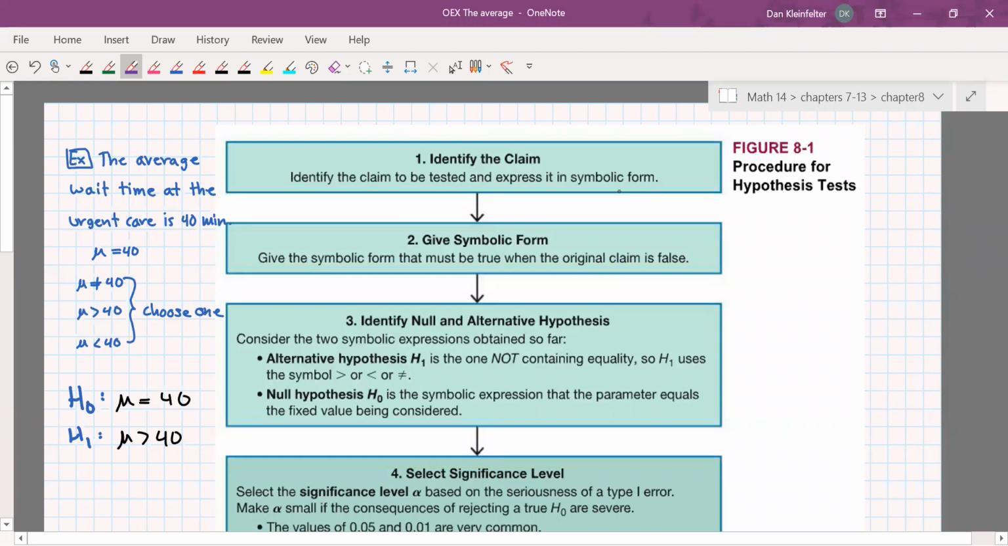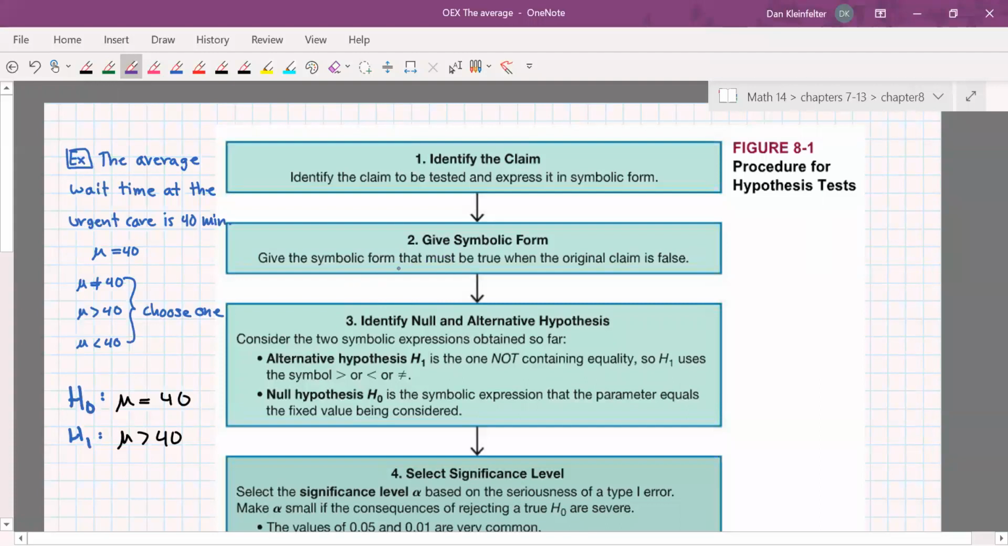So if you want to know, okay, the proportion of people who sleep with their socks on is 43%, then we'd write p = 0.43. Identify the claim and write it in symbolic form. Let's use an example. Let's say the urgent care by your house. You've been there a few times and you feel like the wait time is long. So I think the average wait time at the urgent care is 40 minutes. That's going to be our claim. Writing it in symbolic form, the average, that's the mean, so μ = 40, in minutes.